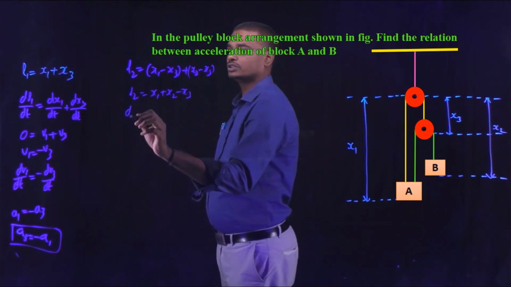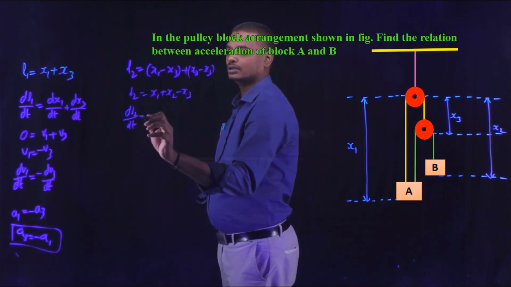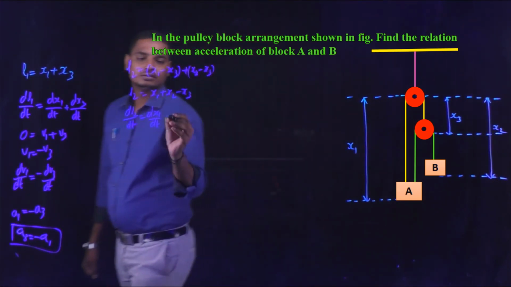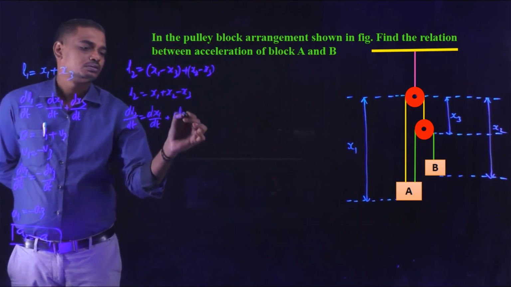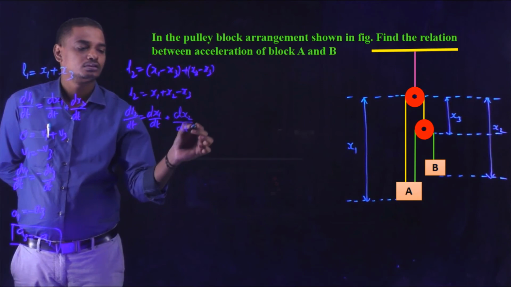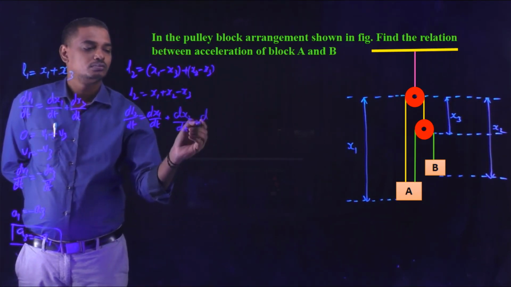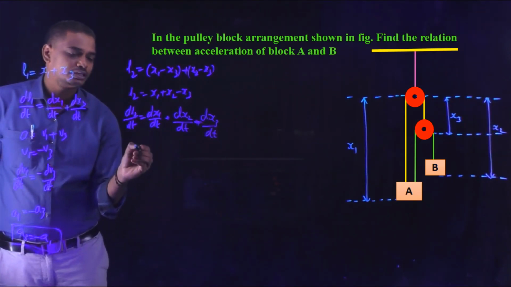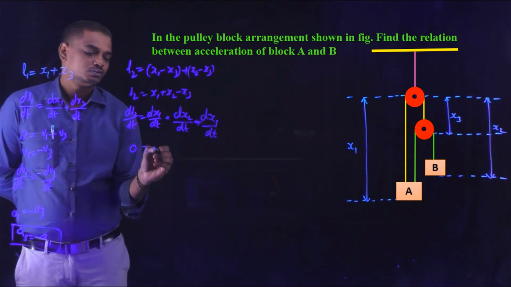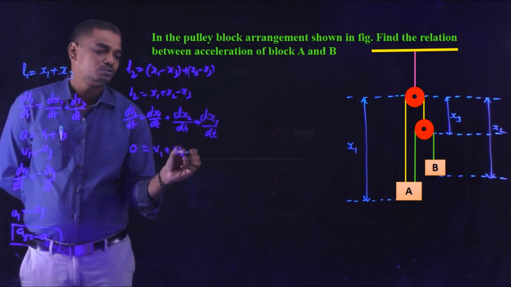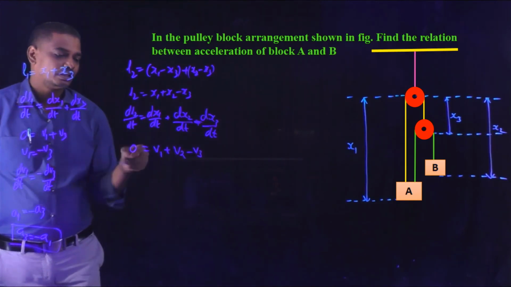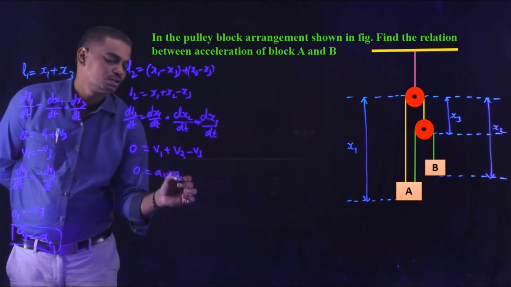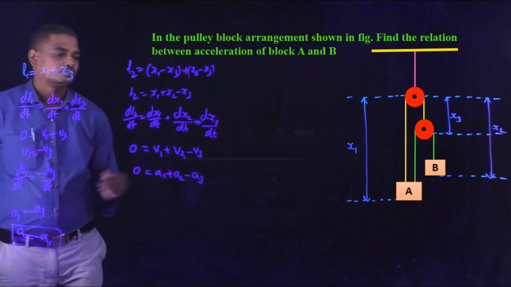Now differentiating with respect to time, dL2 by dt is equal to dx1 by dt plus dx2 by dt minus dx3 by dt. So dL2 by dt is 0, which is equal to v1 plus v2 minus v3. Again differentiating with respect to time, we get 0 is equal to a1 plus a2 minus a3.